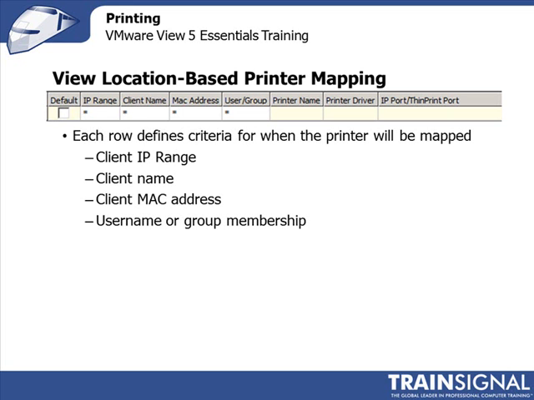You can also use the client name. So as you deploy your thin clients, if you name them in specific ways to determine what building they're in or what floor they might be on, you could use this name as well. You can also use the client MAC address.